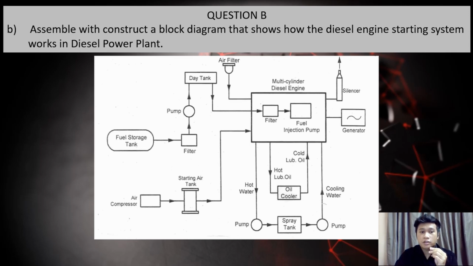For the governing system, it is used to regulate the speed of the engine. This is done by varying the fuel supply according to the engine load.